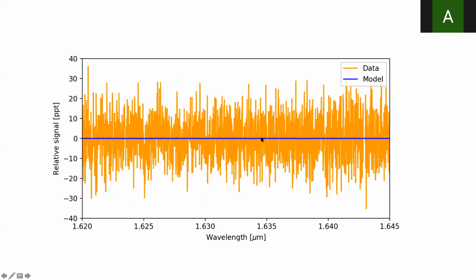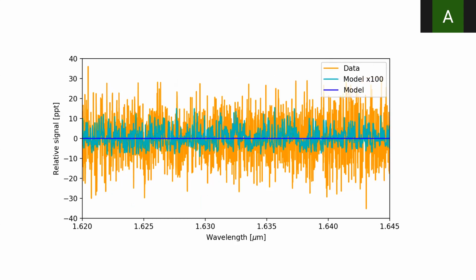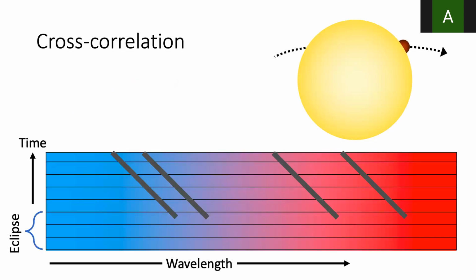So you don't get this. You cannot observe the spectrum of the planet directly. It would need to be 100 times stronger to be at the same level as the noise level. So the technique we use is the cross-correlation technique. This is just an example for this configuration.